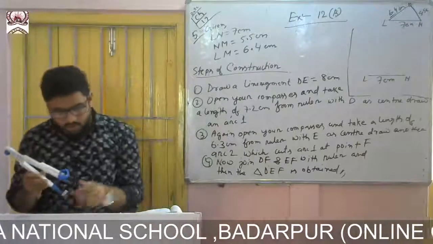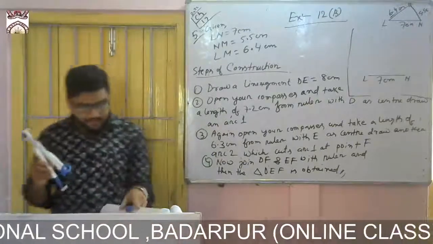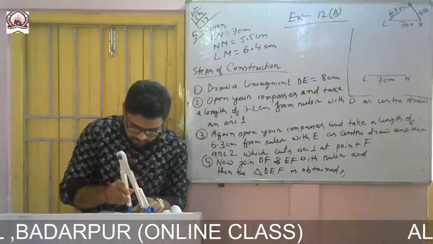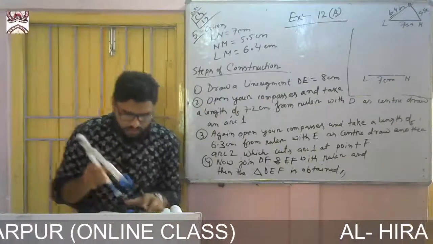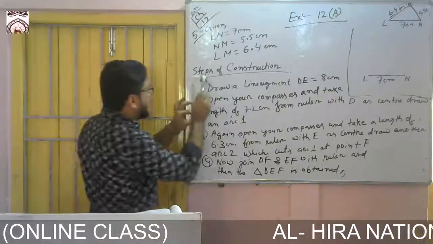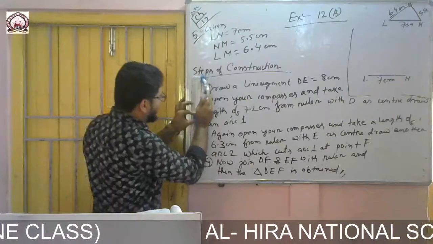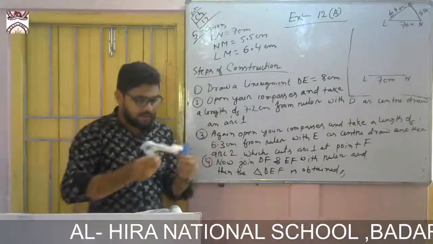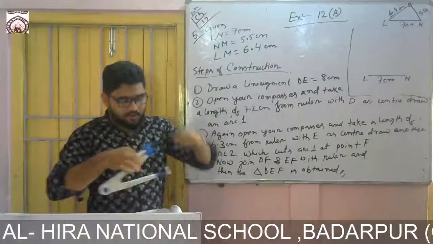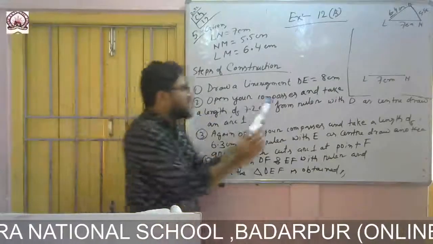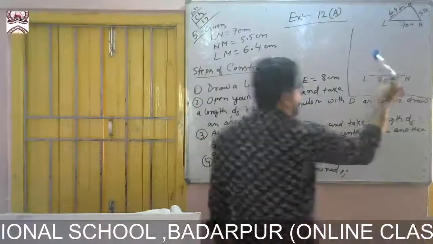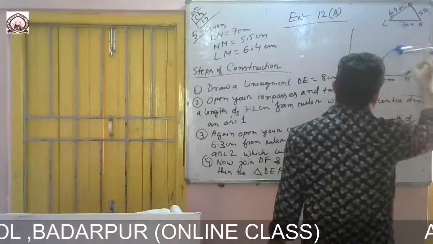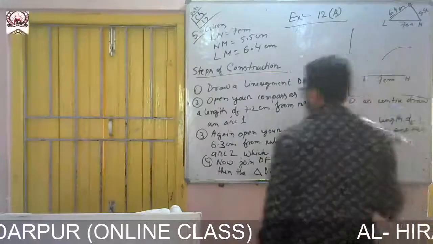From the ruler you take 5.5. Okay. I took 5.5 like this. Somehow you take the accurate one. Now you draw an arc from n. Draw an arc.